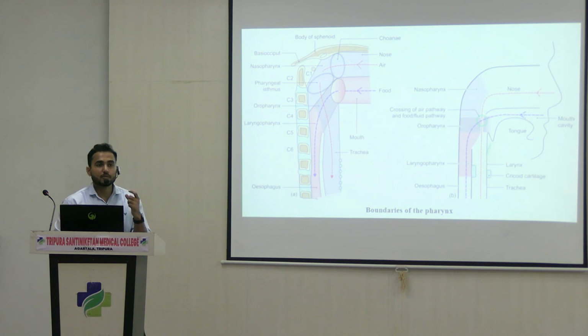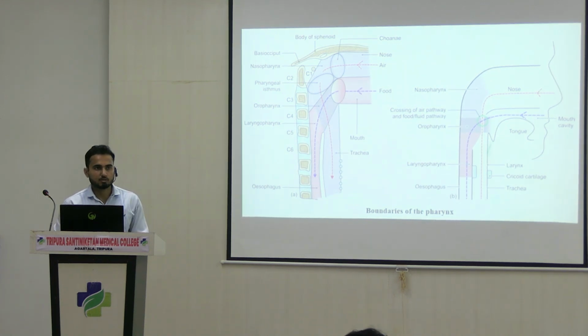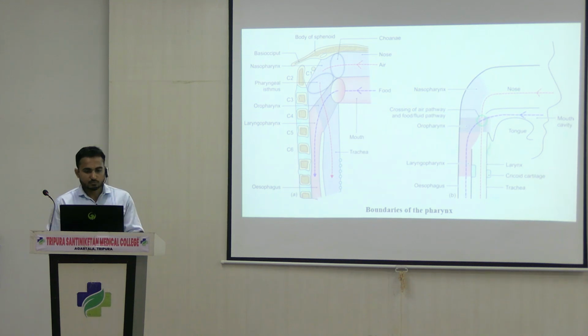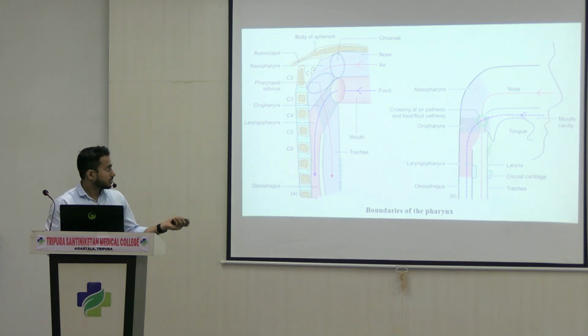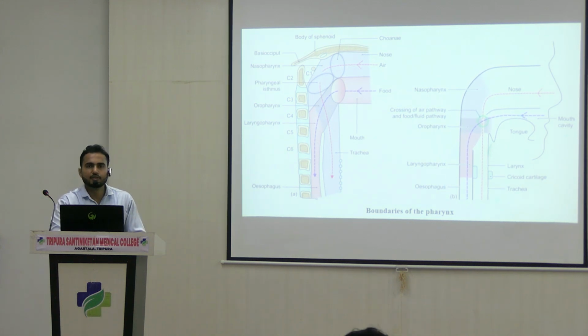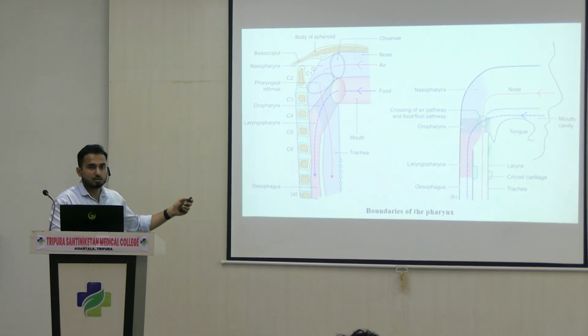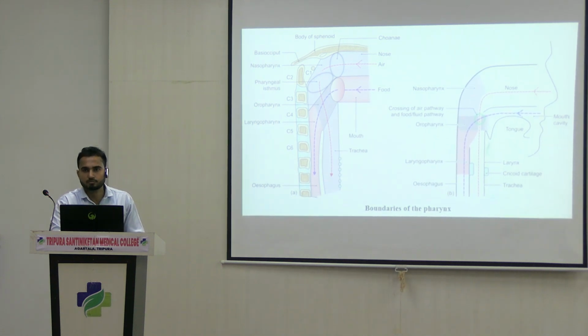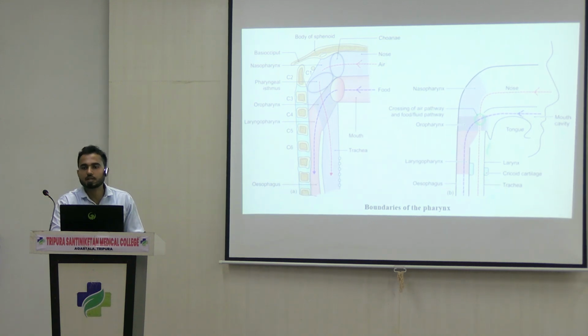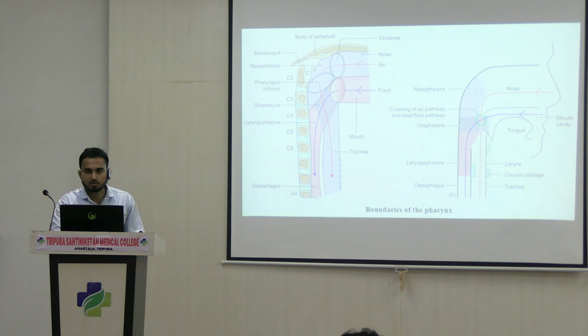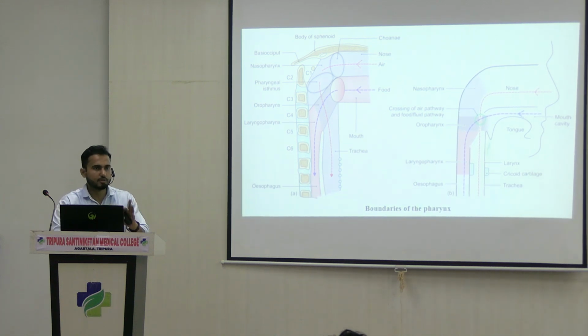Next, we have to discuss the boundaries of each and every division of the pharynx. You have to understand this particular part without getting confused. Now, can anyone tell me what will be the length of the pharynx? Any idea? From here to here, C6. What will be the length? Approximately 15 centimeter. Don't write exact. Approximately it is 12 to 15 centimeter.